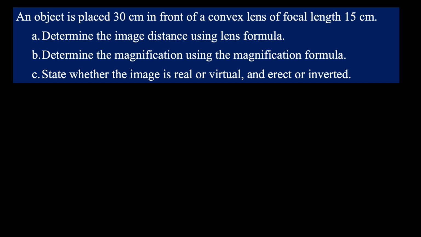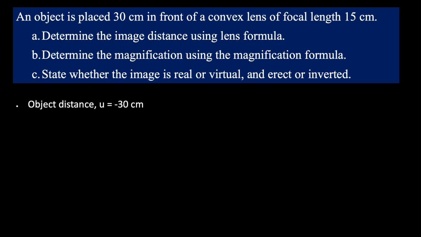Now let's solve a few numerical problems. An object is placed 30 centimeters in front of a convex lens of focal length 15 centimeter. We need to determine the image distance V using the lens formula. We also need to determine the magnification using the magnification formula, and then we need to state whether the image is real or virtual and erect or inverted.